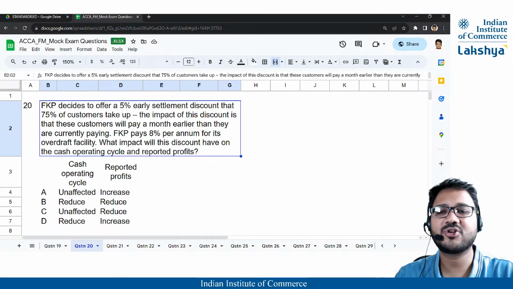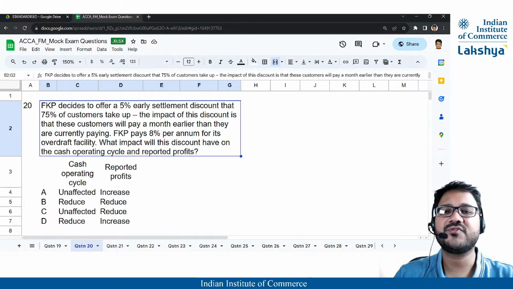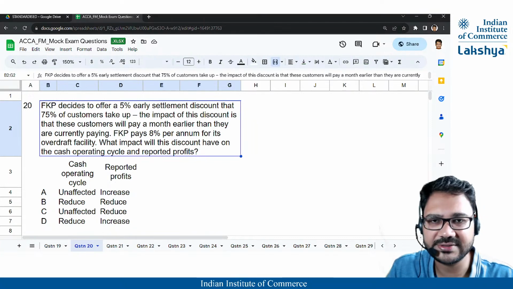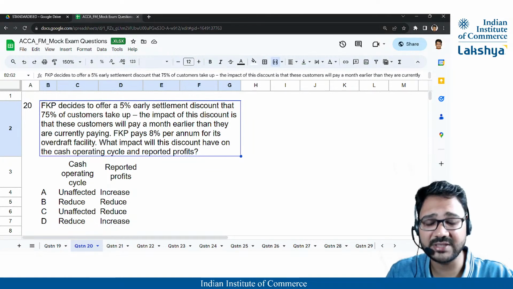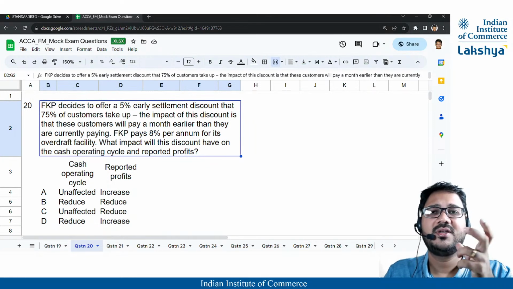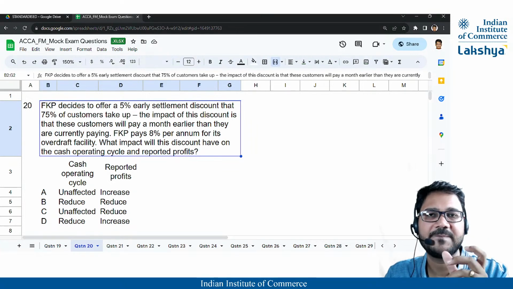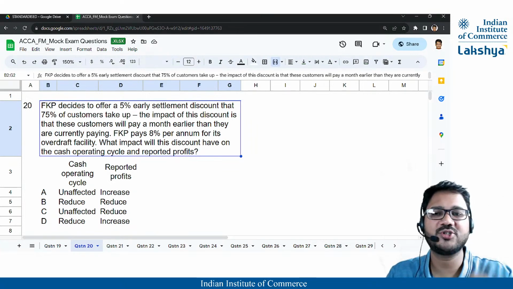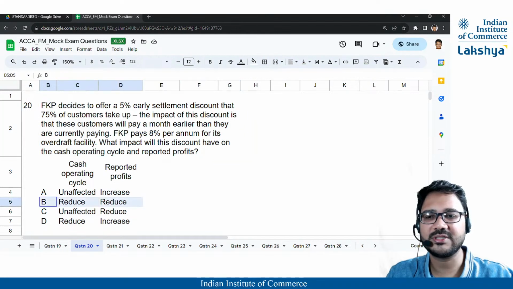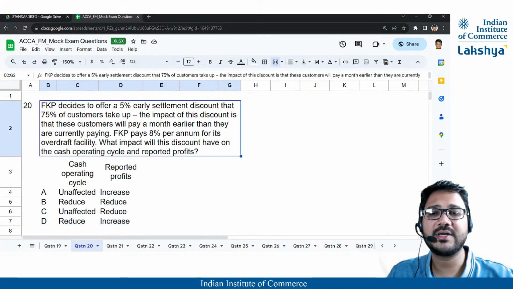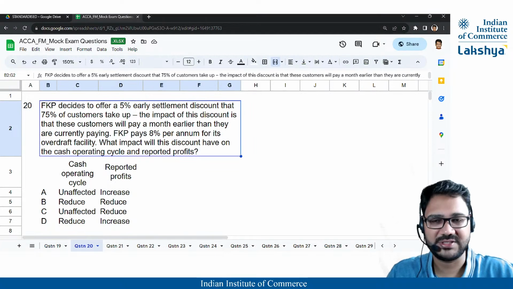Now, impact on the cash operating cycle. If you are giving early settlement discounts and 75% of the customers are taking it and paying early by a month, since they're paying early, your receivable days will reduce. If they reduce, your overall cash operating cycle will reduce. So it's either option B or option D. Now we need to figure out what impact it has on our profits.